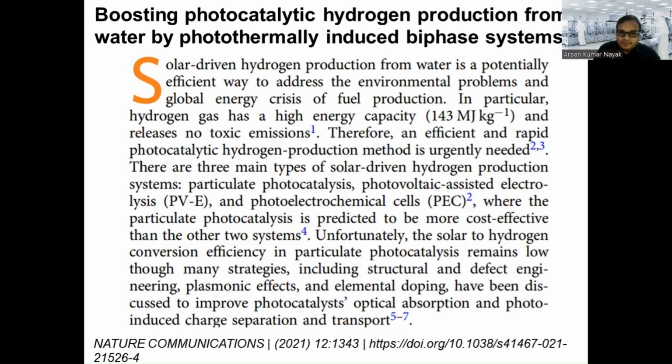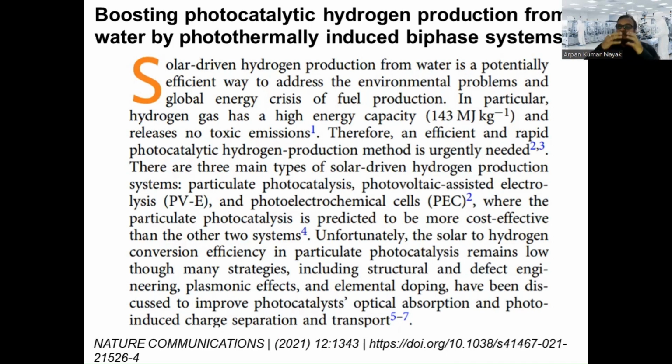So what are the three method systems? Particulate photocatalysis, photovoltaic assisted electrolysis, and photoelectrochemical water splitting. So you can see three methods are available. They mentioned the current status here. Then among them, you can see what they mentioned, where they want to focus on photocatalysis. Here the photocatalysis is predicted to be more cost effective than the other two systems. So you can see they focused on the photocatalysis system. Among these three, this is more cost effective.